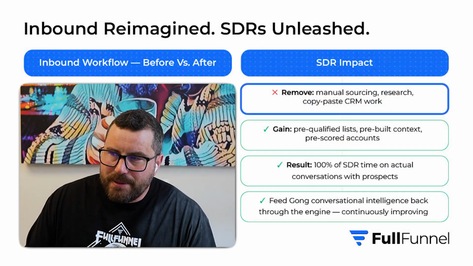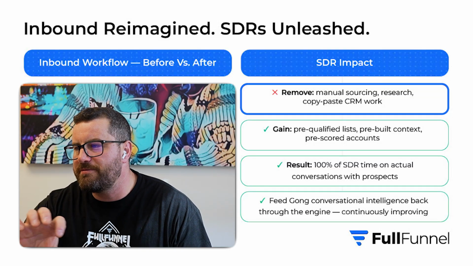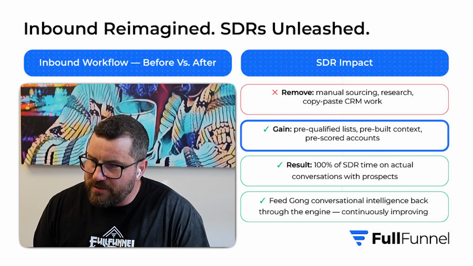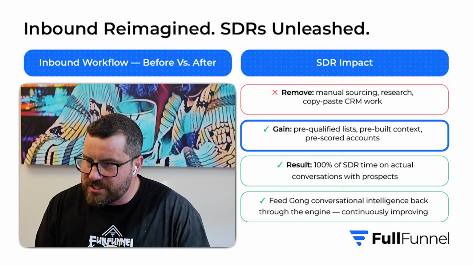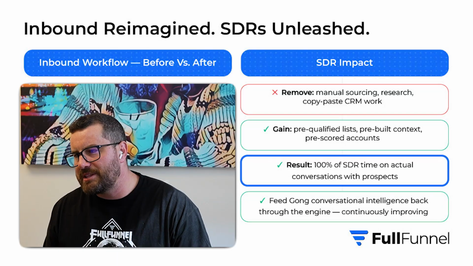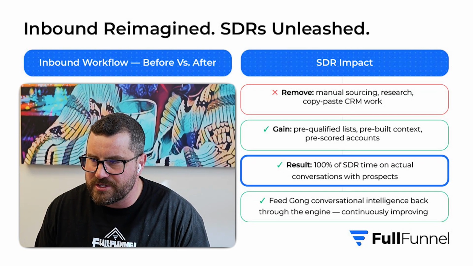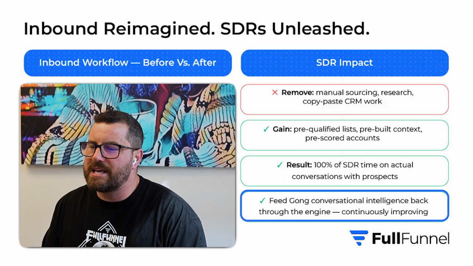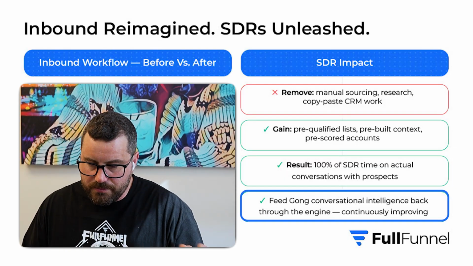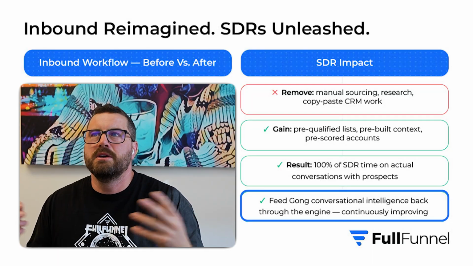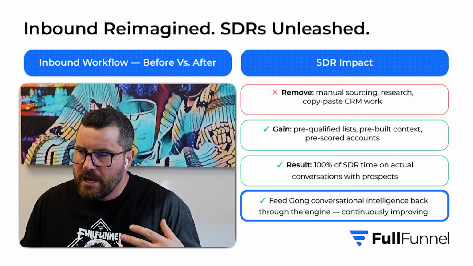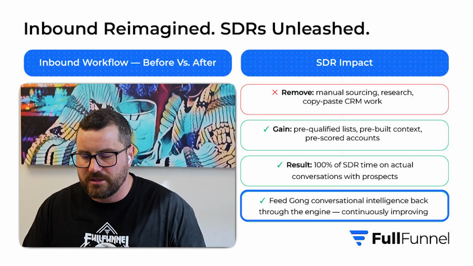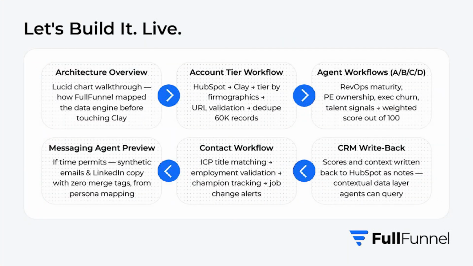The SDR is impacted because you're removing that entire 50% of manual sourcing, research, copy-and-paste CRM work. You're getting pre-qualified lists with pre-built contacts, with pre-scored accounts. So all of your time on the SDR front is spent on actual conversations with prospects with real information. Bonus round: you can also take things like Gong, or develop your own agentic workflows using Teams or Zoom, so on and so forth, to bring conversational intelligence into that engine as well to constantly improve upon that.